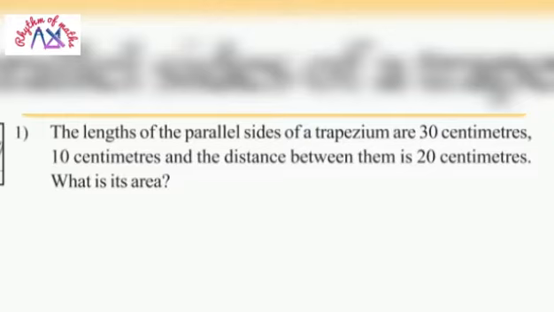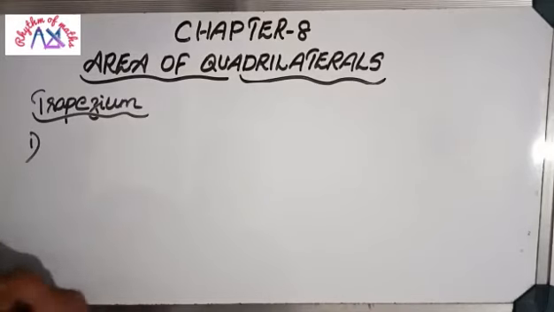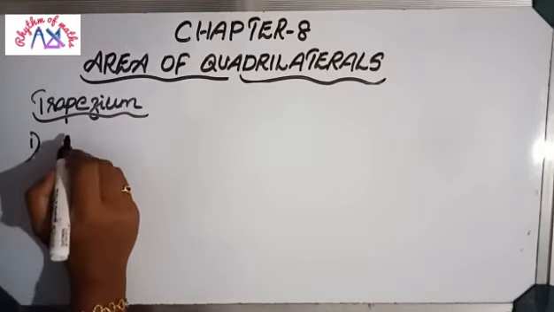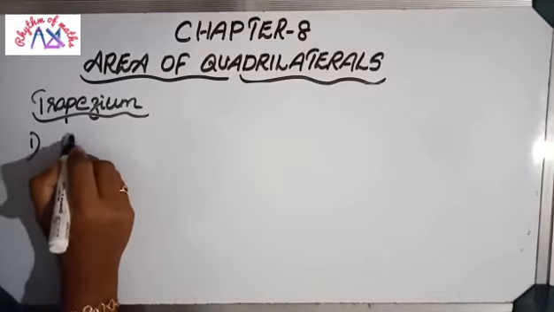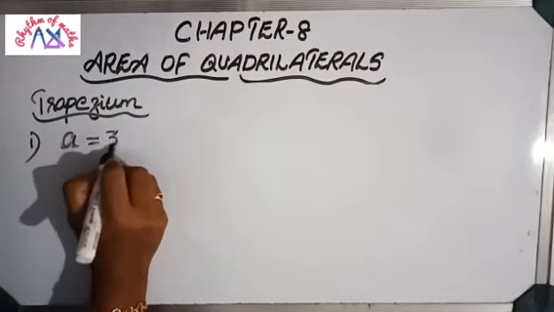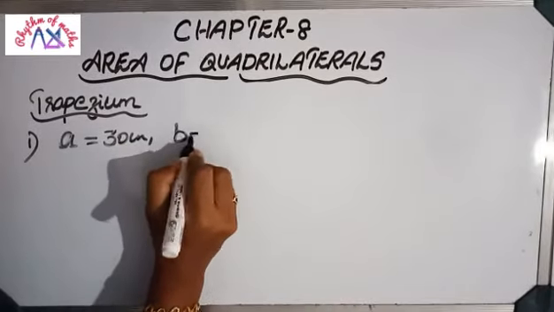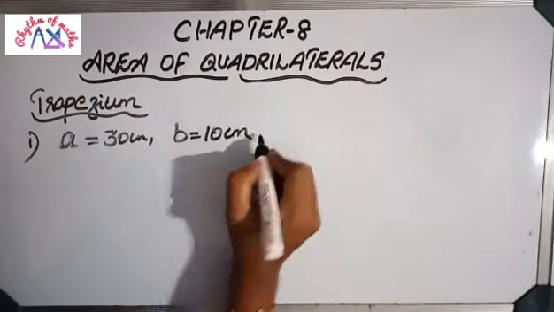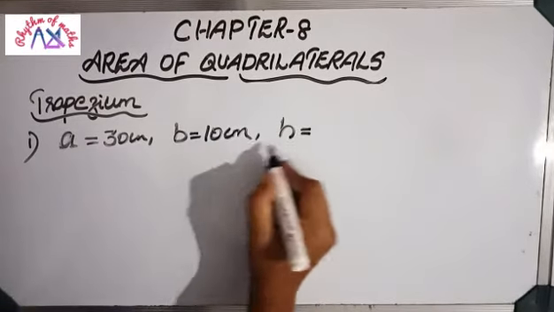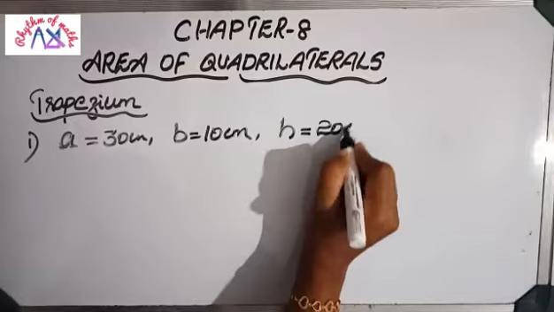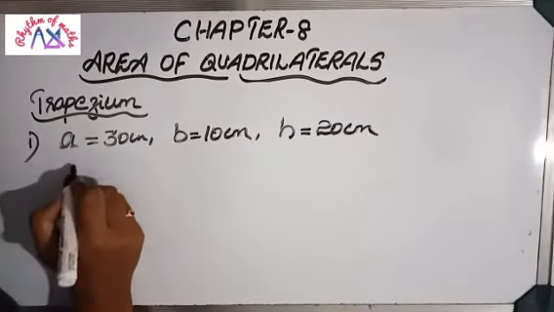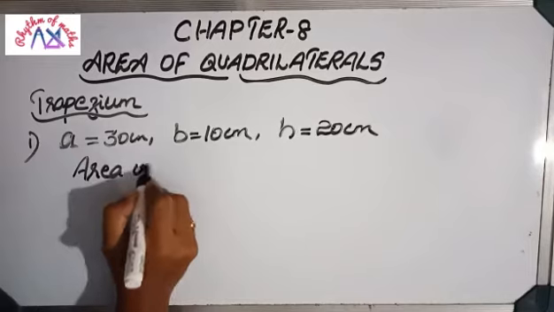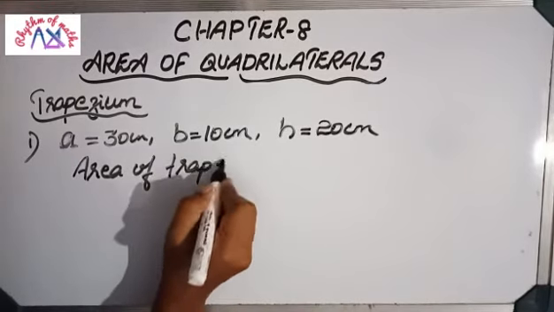First question is, the length of the parallel sides of a trapezium are 30 cm, 10 cm and the distance between them is 20 cm. What is its area? First question is a direct question. What is given? Parallel sides measurements are given. So parallel sides means A and B are the parallel sides. So first parallel side is 30 centimeter and second parallel side is 10 centimeter. Okay, A and B. And distance between these two parallel sides, that means height, is given as 20 centimeter. All these measurements are given. Question is, what is area of trapezium?